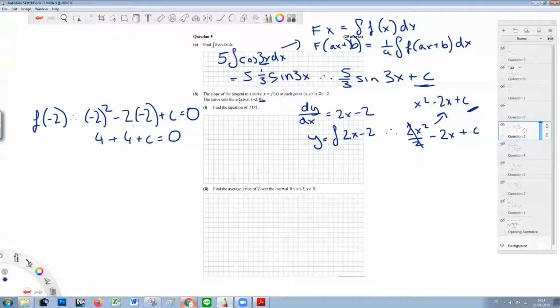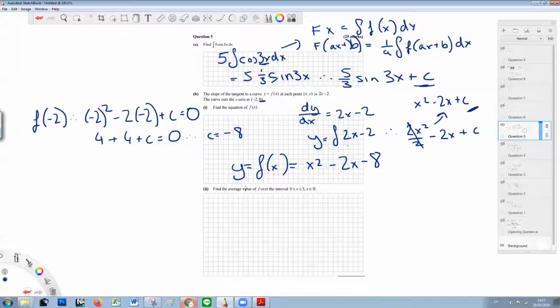And remember, we can say that because we know that y is equal to 0 at that point. So c is going to be equal to minus 8. So our equation, working back, is going to be y is equal to f of x, which is equal to x squared minus 2x minus 8, and that's your answer. That's all there is to it.